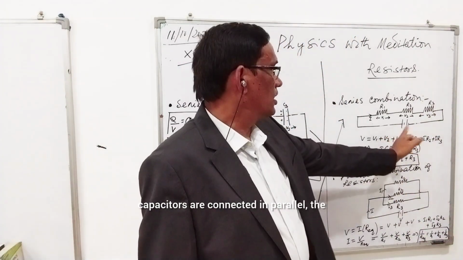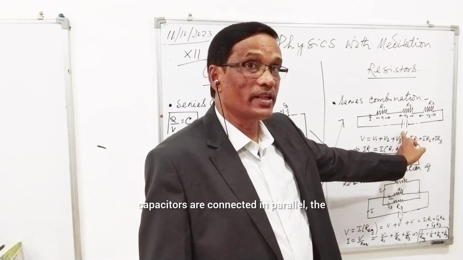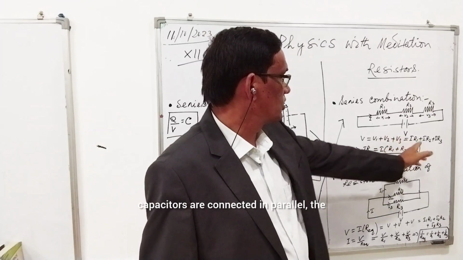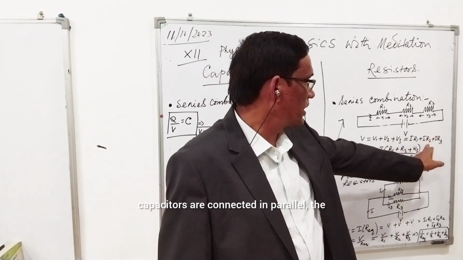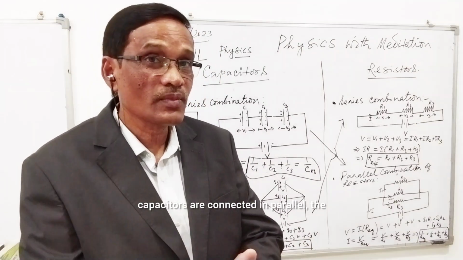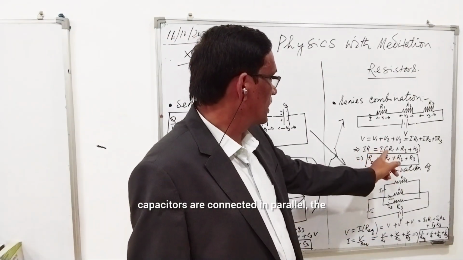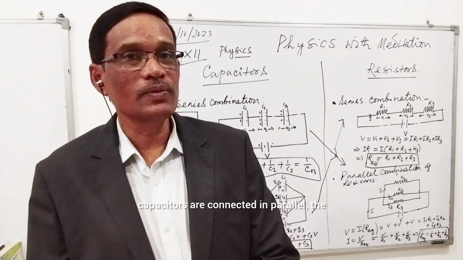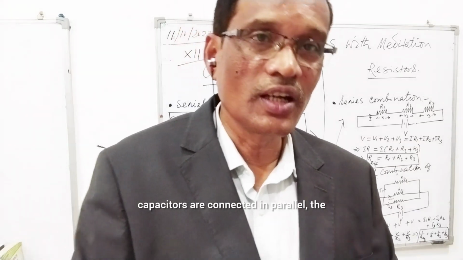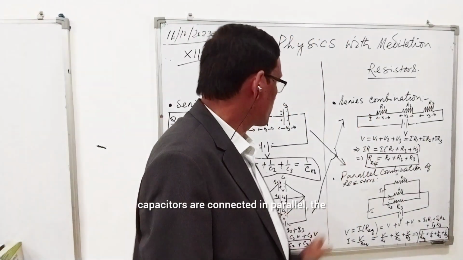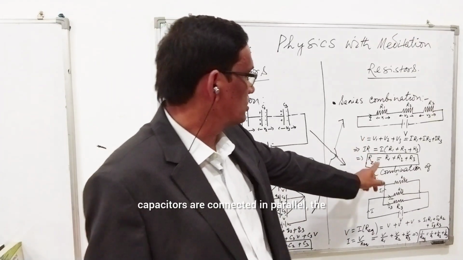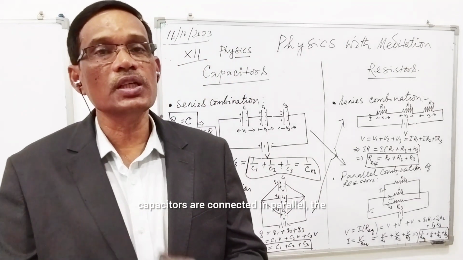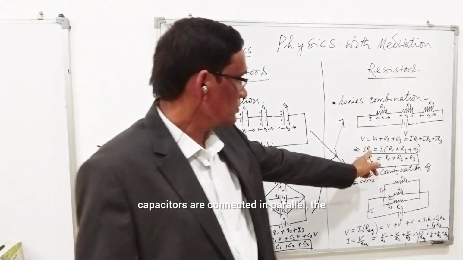That means the V, the supplied potential, should be V1 plus V2 plus V3, or I into R1 plus I into R2 plus I into R3. Clear? So I into R, I common with R1 plus R2 plus R3, and you say R effective is R1 plus R2 plus R3. That means when the resistors are connected in series, you are using the formula for the effective resistance as the sum of the individual resistances. Clear?